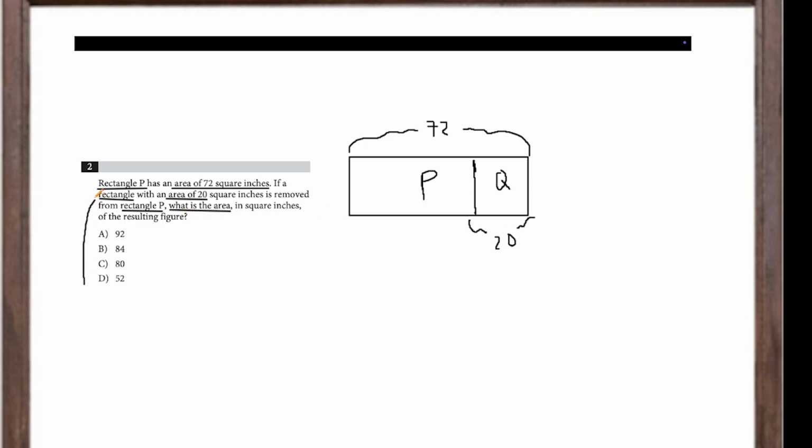Here in this question, we can see that the rectangle that is removed with the area of 20 square inches is labeled as rectangle Q, which is what we have in the diagram on the right. Now we can write an equation for the resulting figure. Rectangle A, the resulting figure, is equal to 72 minus 20, as we're removing from P, so we subtract. 72 minus 20 is equal to 52. Therefore, we have an answer of D.